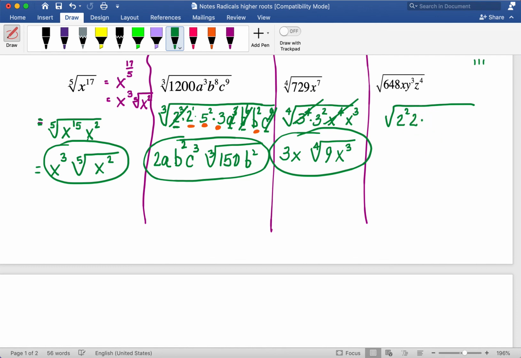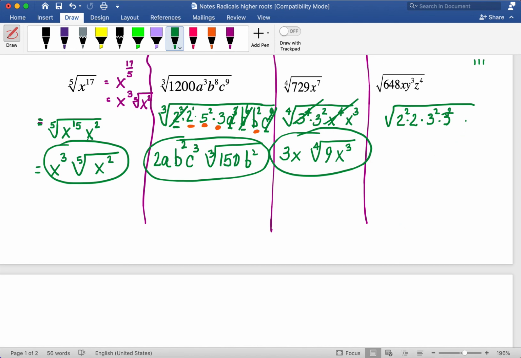Now I've got 81. Well, 81's a square. That's 9 times 9, isn't it? And isn't 9 really 3 squared times 3 squared? Right? So it's 4 times 2 times 9 times 9. That equals 648.